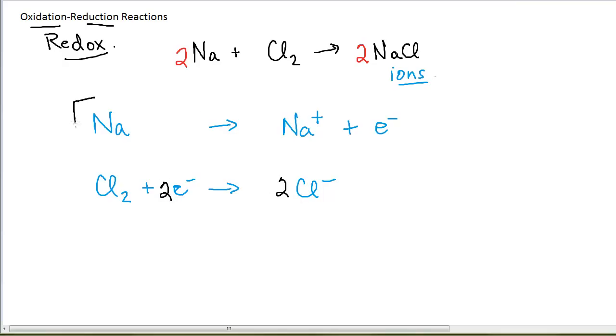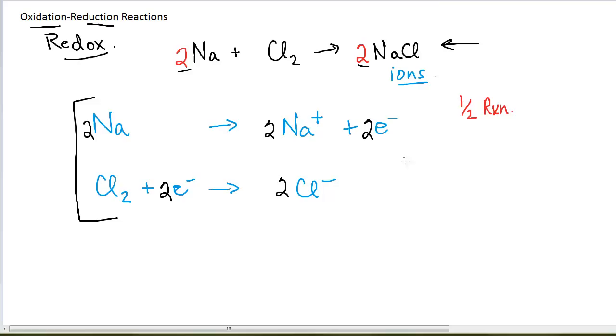Now if I look at these two half reactions together, they make up this reaction, but in order for chlorine to get its two electrons, sodium has to give away two electrons, which means I'm going to need two sodiums. And this is how we balance it. We see the two sodiums giving me the two sodium ions and the two chloride ions, as well as the Cl2. These two half reactions, again, we do call them half reactions. They give us the oxidation portion and the reduction portion.